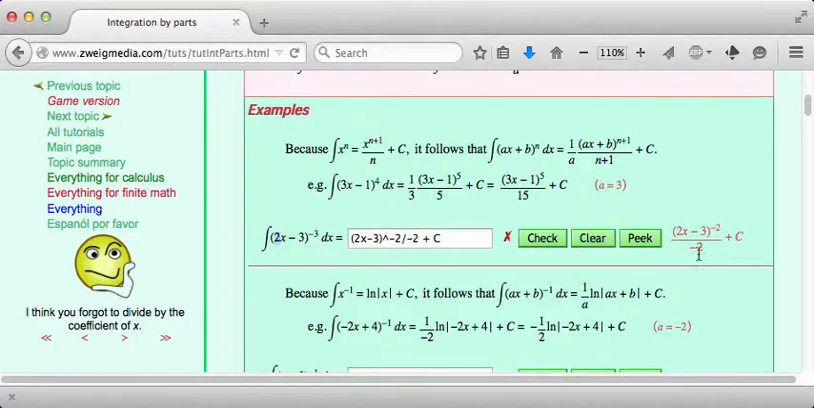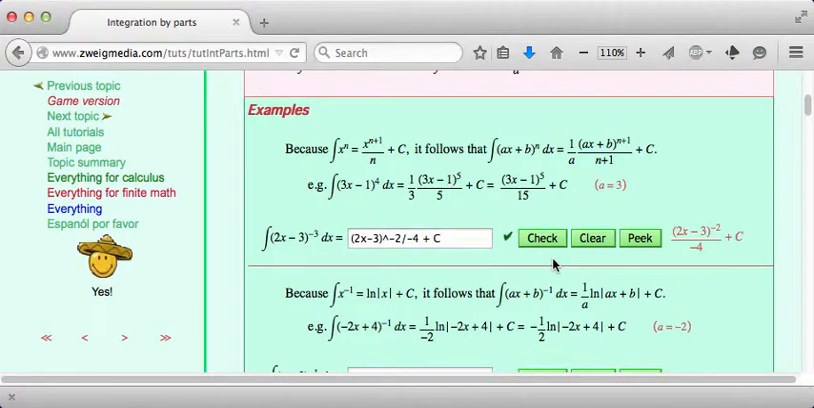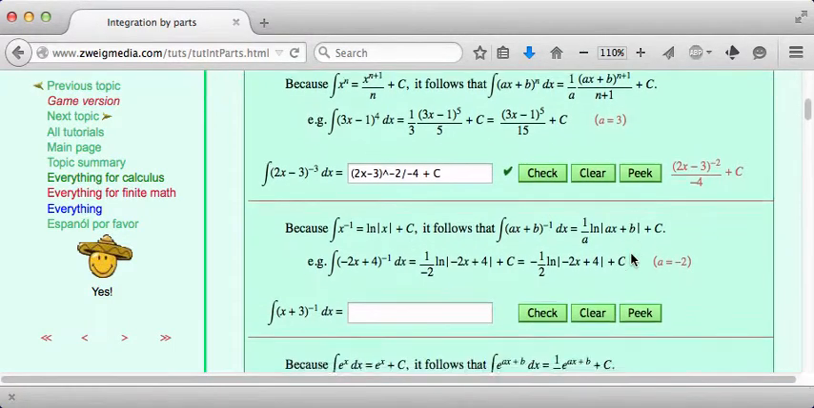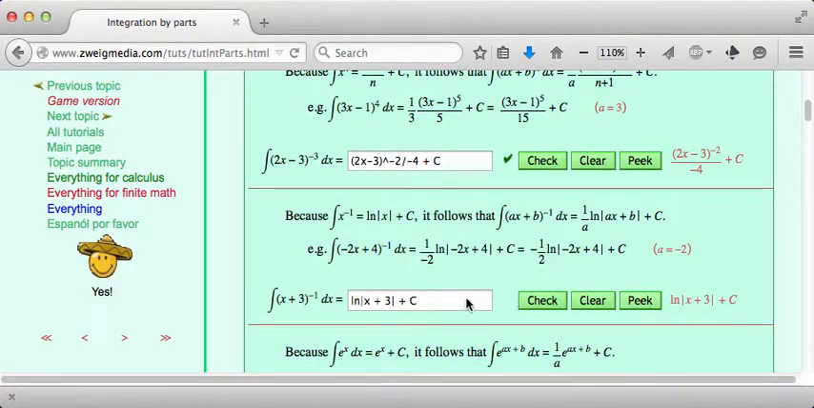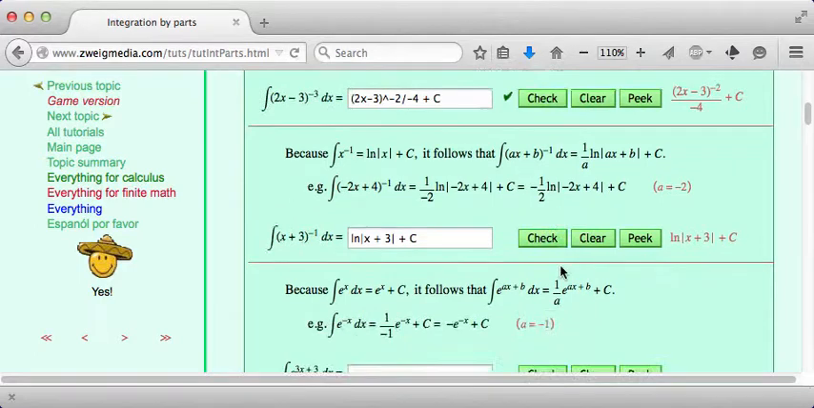Now if I look at this answer and I want to divide it by 2, all I really have to do is change this denominator to a negative 4. And that should do the trick. Let's see if that's right, and it's right. Now there's a whole bunch of others. If you're stuck, you can always press the peek button, which does it for you. Kind of a boring way to do math, just pressing peek buttons, but so much for that.